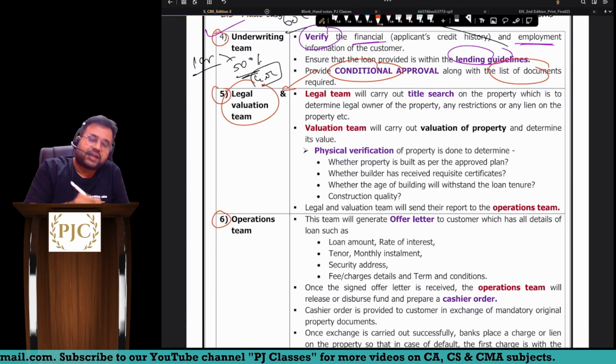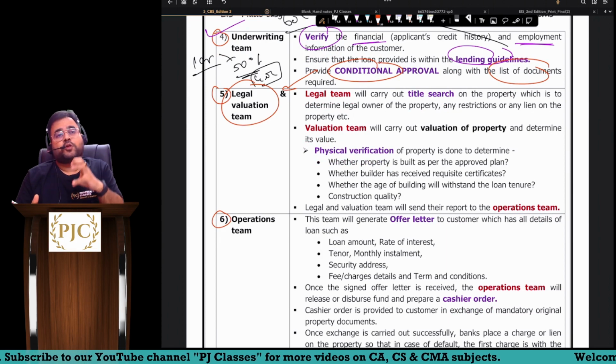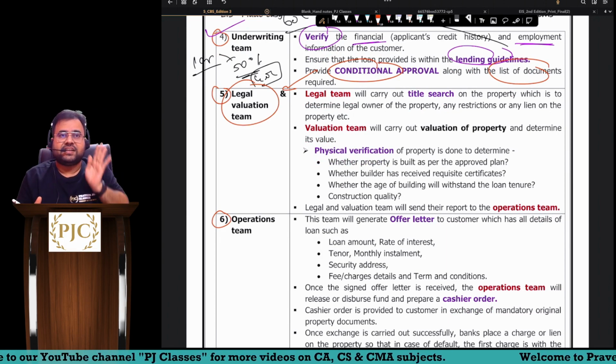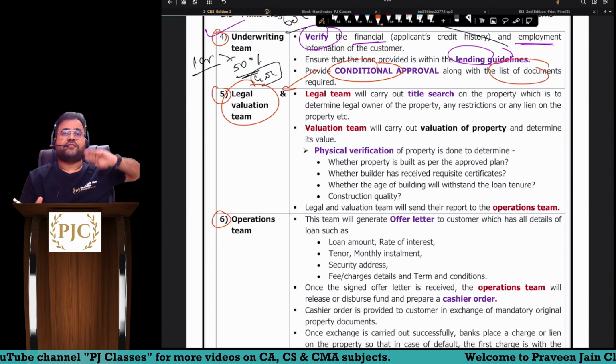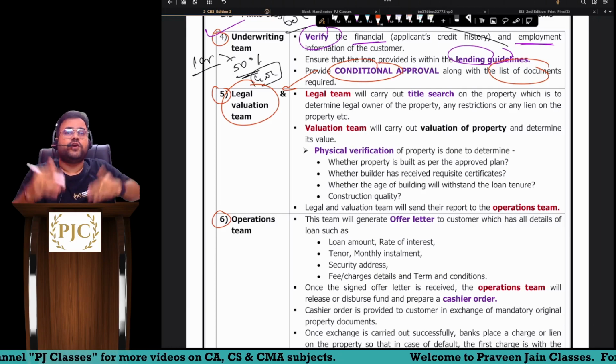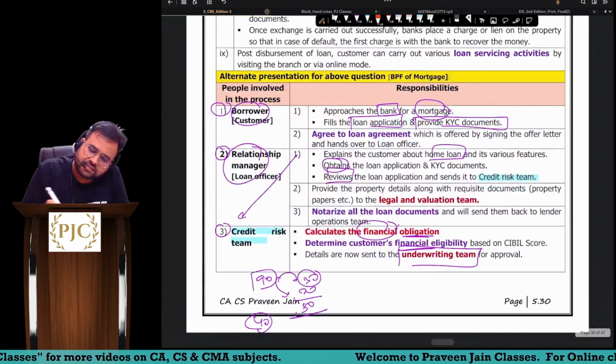Sir, now the matter will go to the legal and valuation team. The point is the underwriting team has given conditional approval. That conditional approval we have to take where, sir? To the legal and valuation team. Who will do this? Sir, this will be done by the relationship manager.